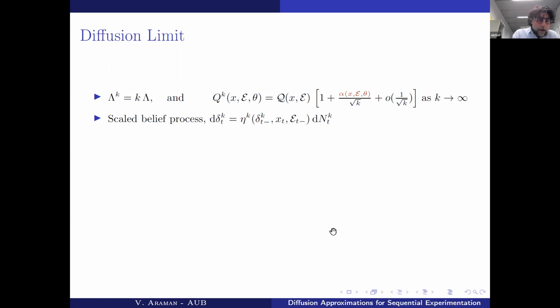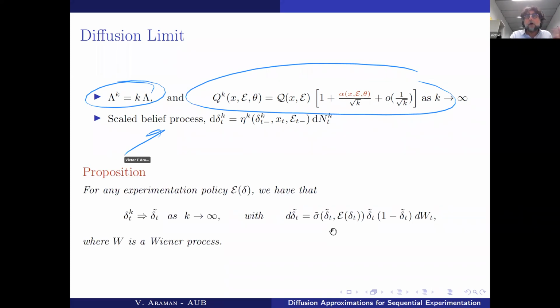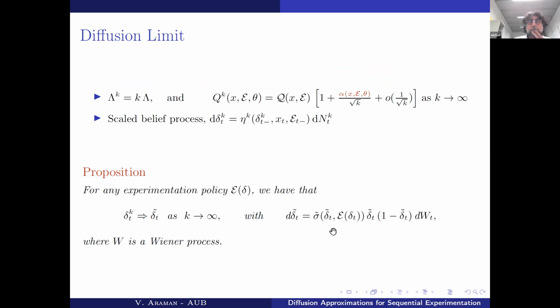All right, so reminding you of the scaling we did. We're scaling concurrently the time, or the rate of the Poisson, and the informativeness in this specific way. And I'm reminding you of the belief process SDE. Then the first main result shows that this belief process, which is quite ugly, converges to a diffusion process with an SDE governed by a Brownian motion. So it's a diffusion process. We have in closed form this instantaneous variance. I'm not showing it here. That will depend on those alpha, of course.